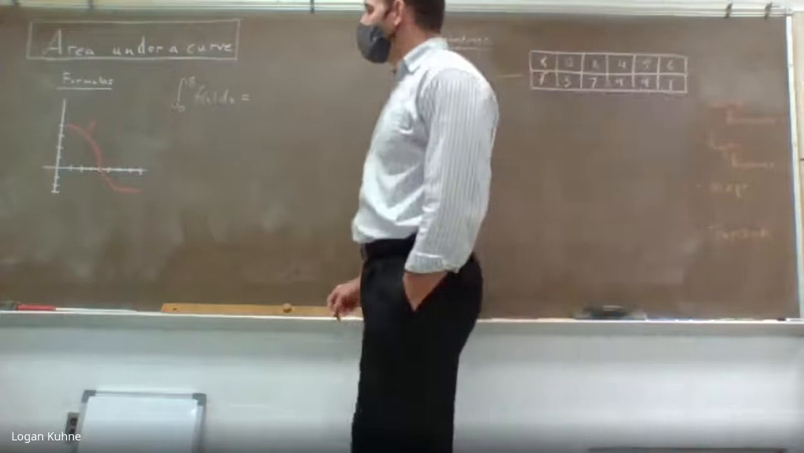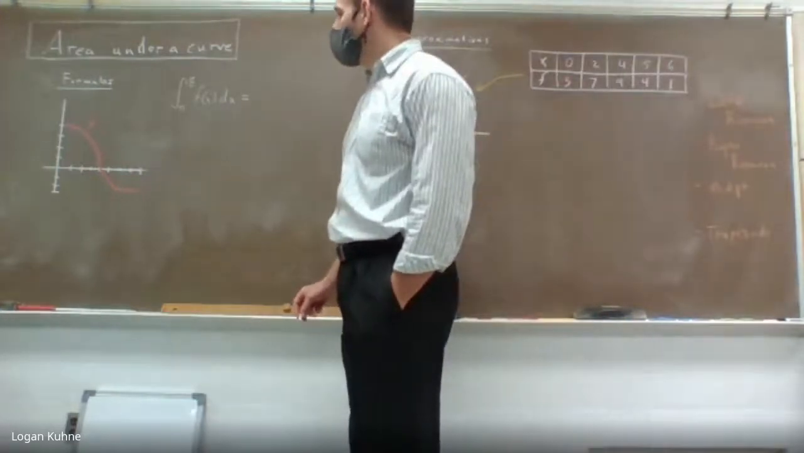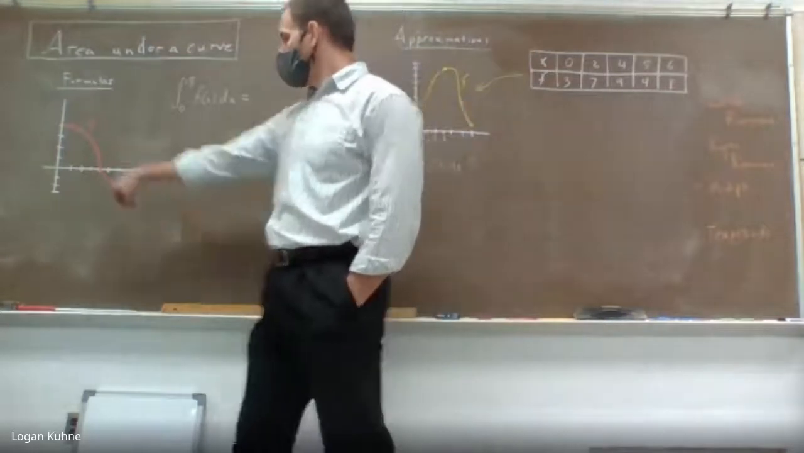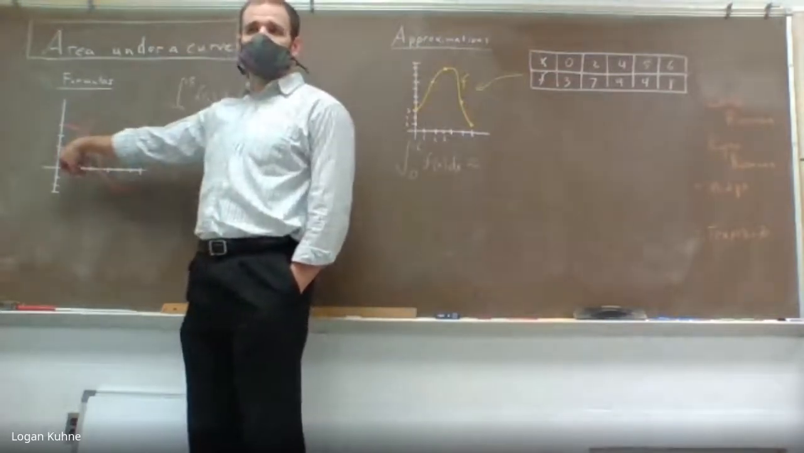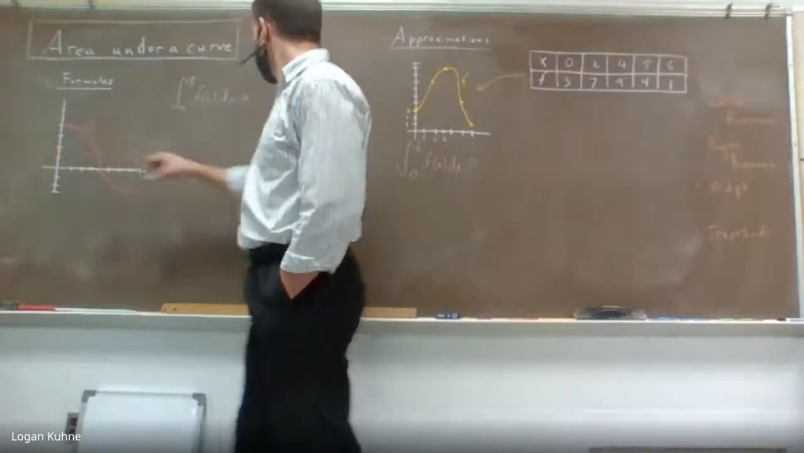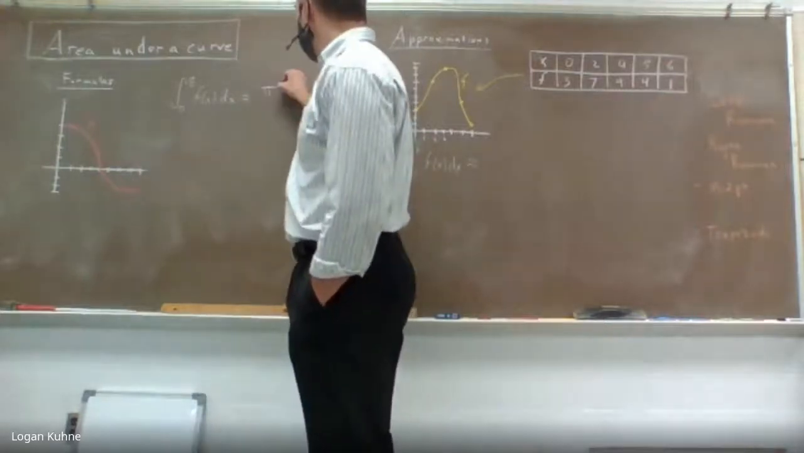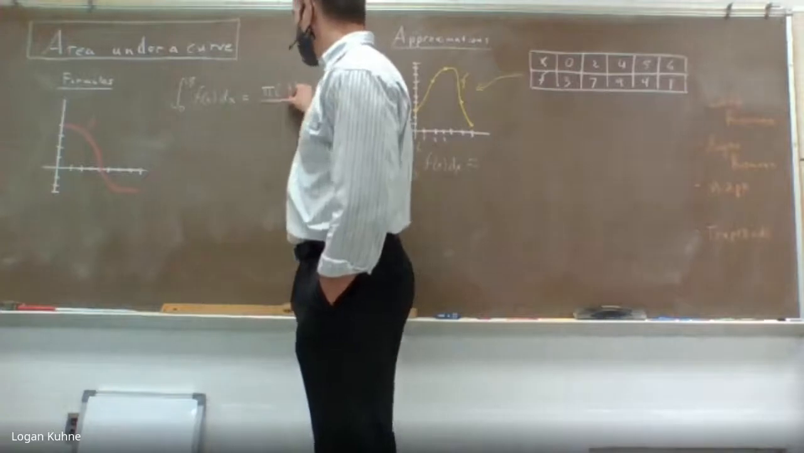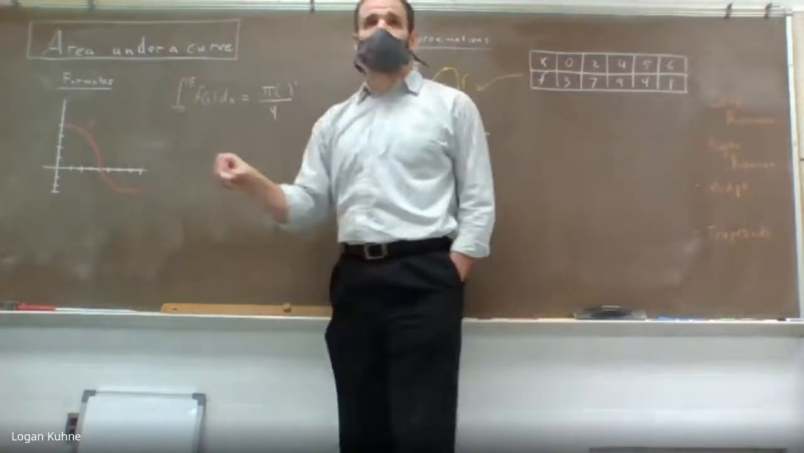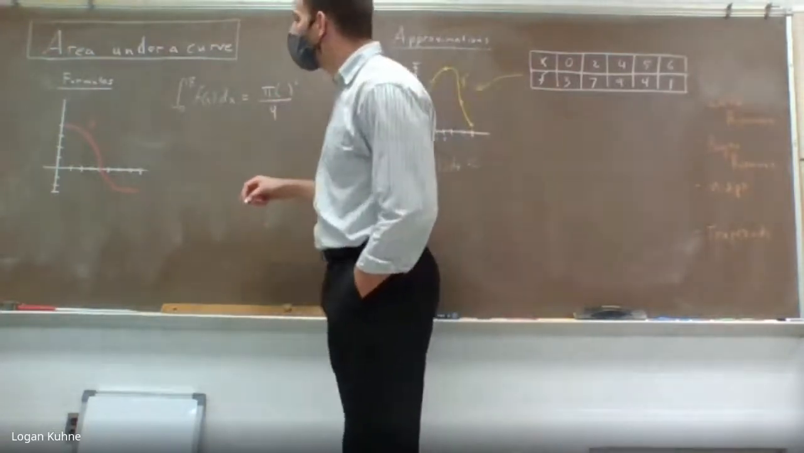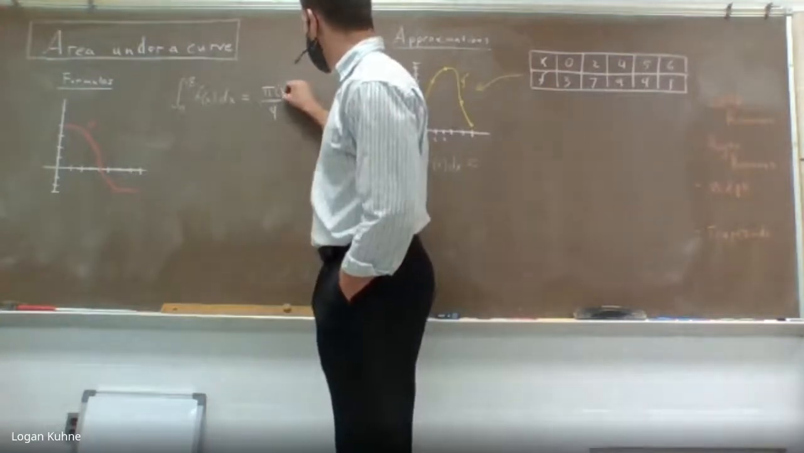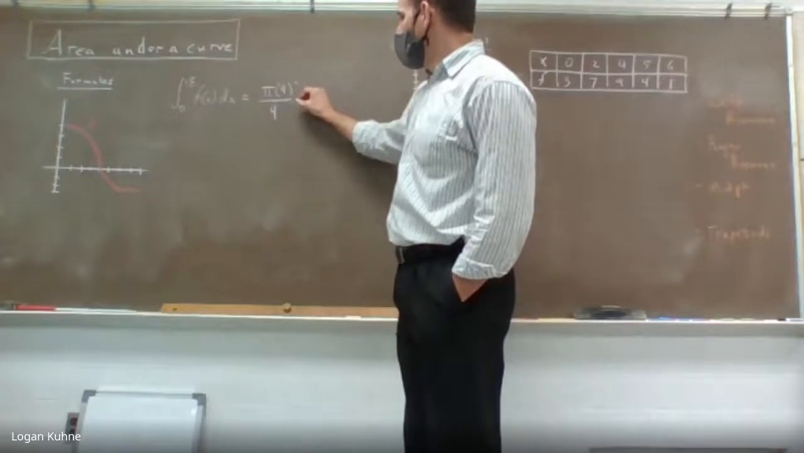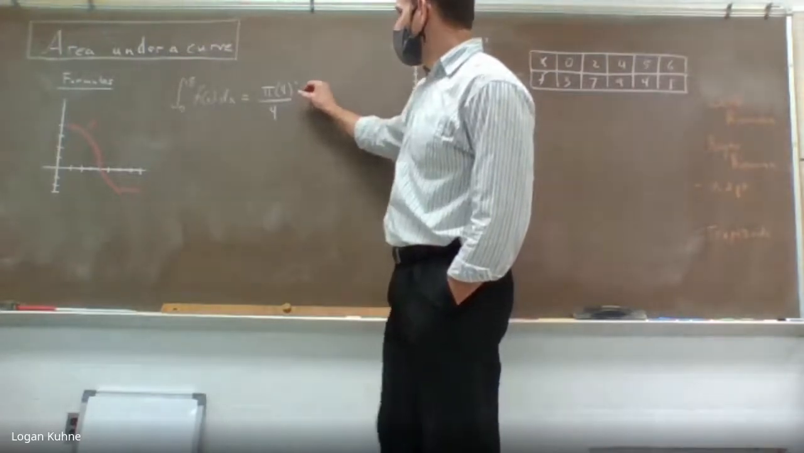All right, let's see here. So area, this first part's going to be pi r squared divided by 4, right? What's our radius on this? That's 4, right? Okay. So that's this.